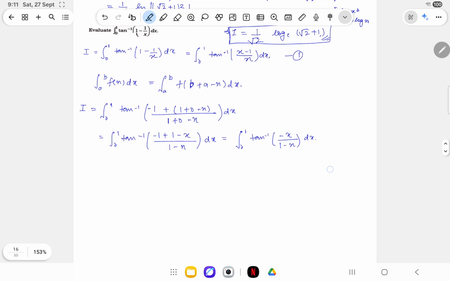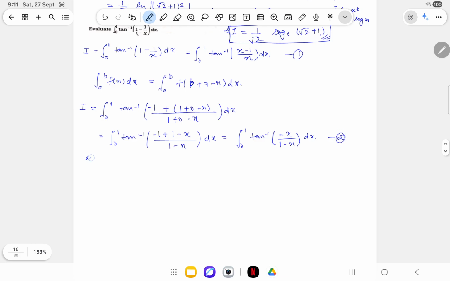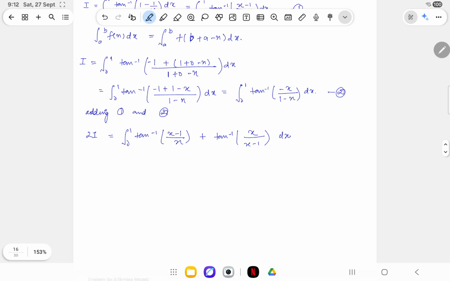Now let's add equation 1 and equation 2. Adding 1 and 2 basically gives us 2i equals 0 to 1 tan inverse ((x minus 1) by x) plus tan inverse (x by (x minus 1)) dx. Now we know that tan inverse a plus tan inverse b is the same as tan inverse ((a plus b) divided by (1 minus ab)). So we'll be using this relation.